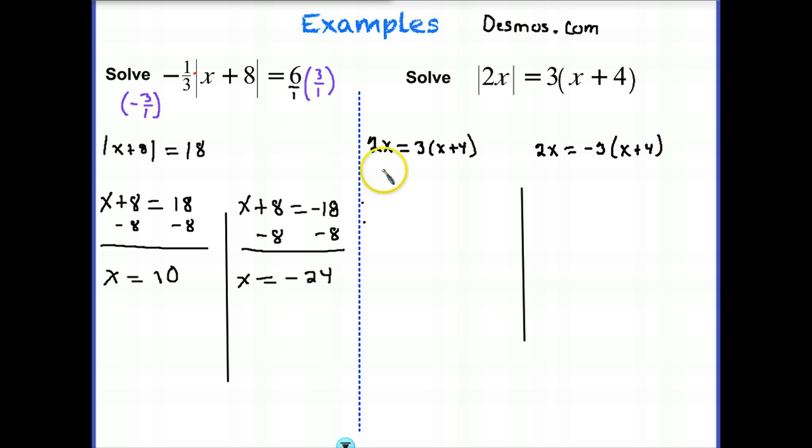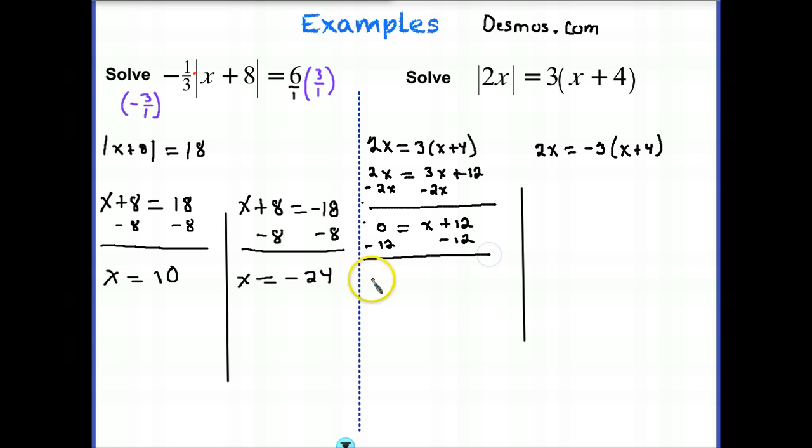And then let's solve. So we have 2x on the left equals, distribute the 3, 3x plus 12. Let's go ahead and subtract 2x from both sides so we avoid having to work with negatives. On the left side now we have 0. 3 minus 2 is just 1, or 1x, plus 12. I'll subtract 12 to move it to the other side. And my final answer is negative 12 equals x. So one of my solutions I'm getting is negative 12.